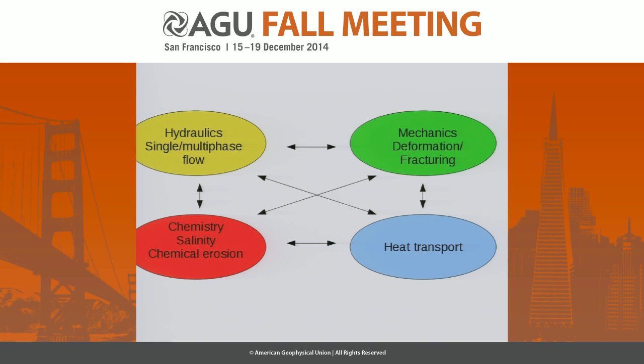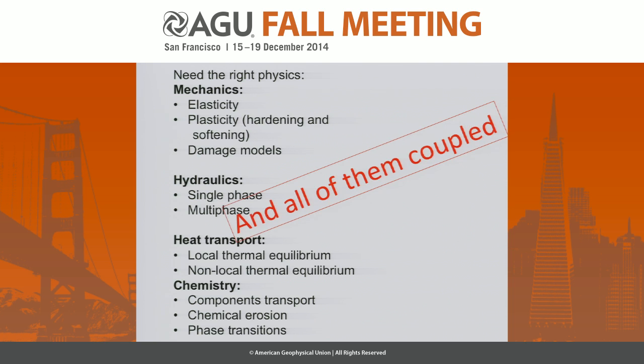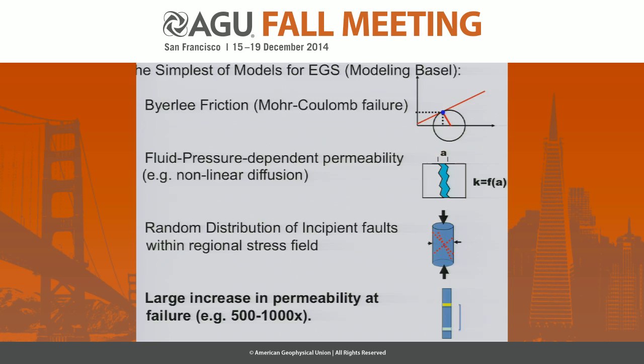Now, we've all seen this before. Everything is coupled to everything else. And in terms of the physics, what we need are mechanics, the elasticity, plasticity, hardening and softening, damage models. For the hydraulics, we need single-phase and multi-phase flow, heat transport, local thermal equilibrium, non-local. Chemistry is transport of the constituents, chemical erosion, phase transitions. So basically the entire range of everything you can think of. And all of them need to be coupled.